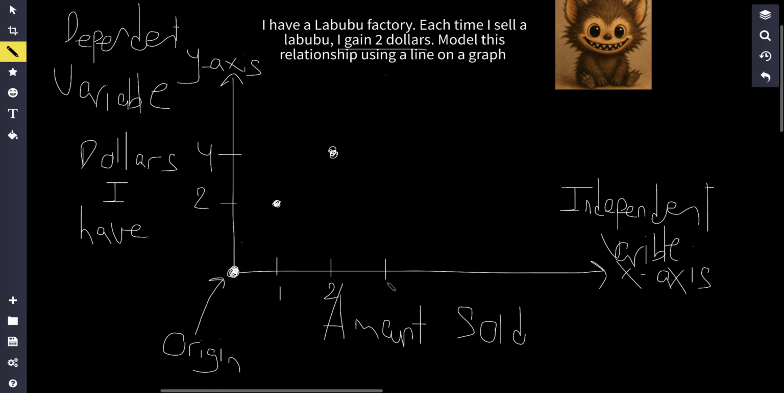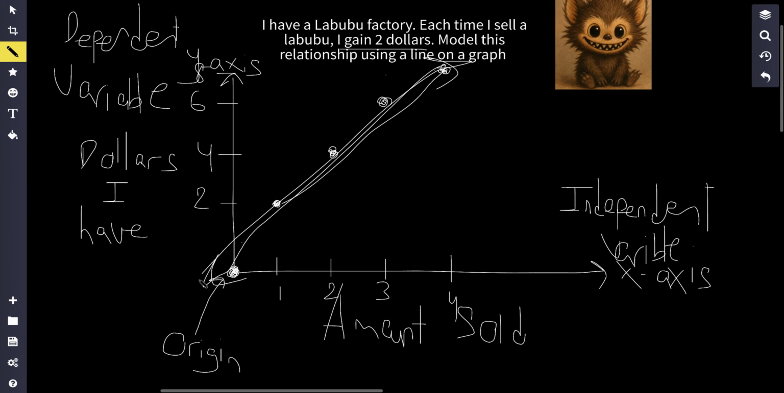And you can kind of find out the trend here. If I sell 3 Labubus, that means I'm going to get $6. Boom, like that. And if I sell 4, I'm going to get $8. So notice how every time you sell a Labubu, you get an extra $2 every time. And essentially what we have right over here is a line. So this is going to be our line. I know it's not the prettiest line, but you can kind of see this right over here is going to be our straight line. I know it doesn't look straight, but you kind of get the idea.